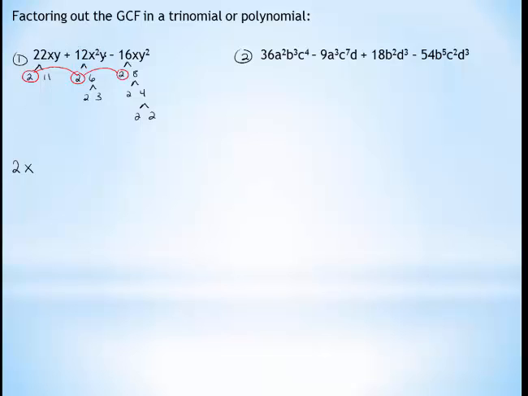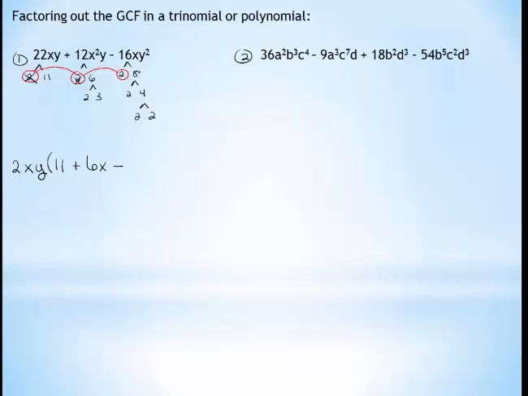I have 1 y, and 2 y's, so I can bring 1 y out because they all have a y in common. Now when I take this 2 away from the 22, I'm left with 11, but I took both the x and the y, so there's none of those left. I keep my sign the same. 12, I take away the 2, and I'm left with 6. I had 2 x's, I took 1, so there's 1 left, and I took the y, so there are none of those left. Same sign.